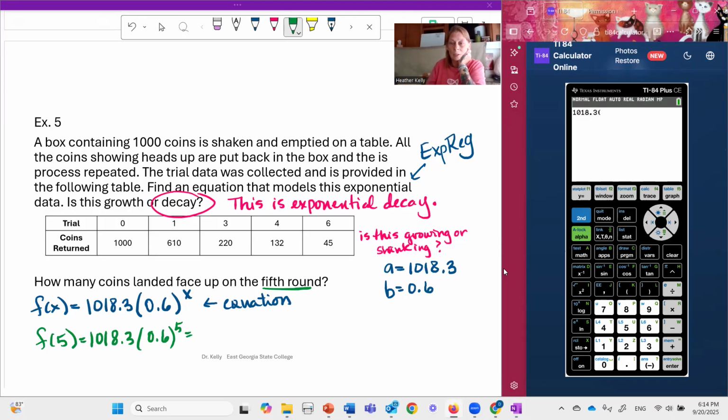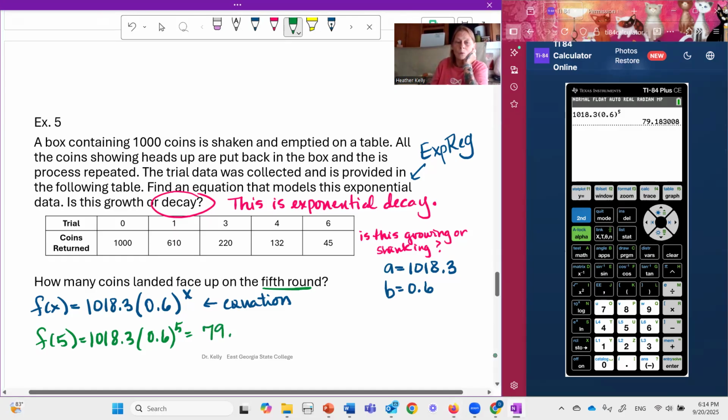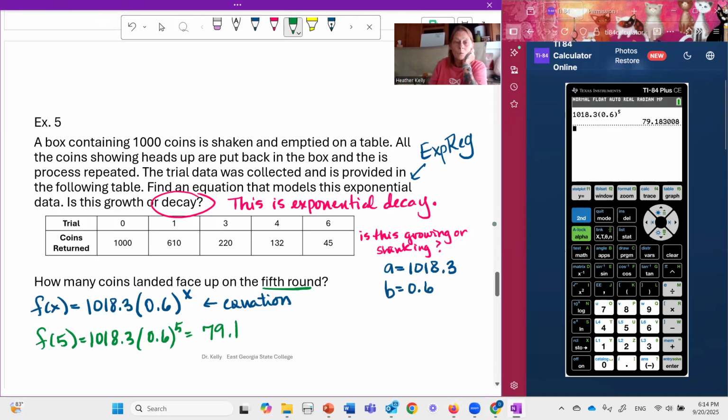18.3 times 0.6 to the power of 5, enter. And this gives us 79 point, and now we need to go out 2 decimal places, 1, 8. So we can't have 79.18 coins though, right? So this is where you have to go back to the question.